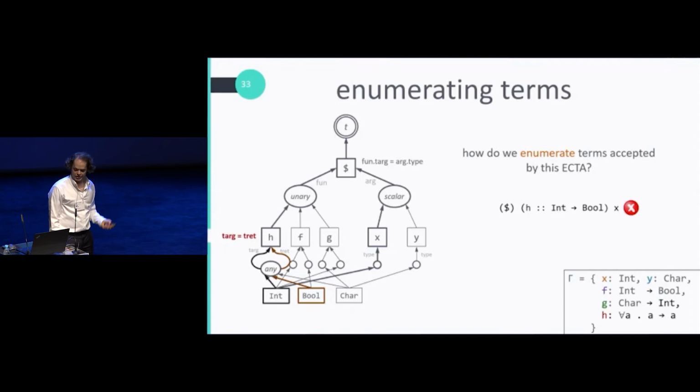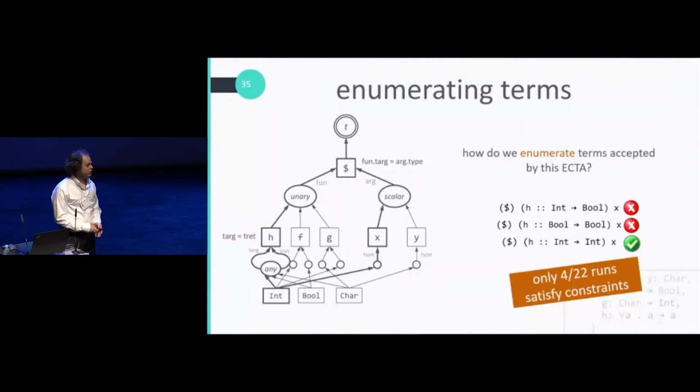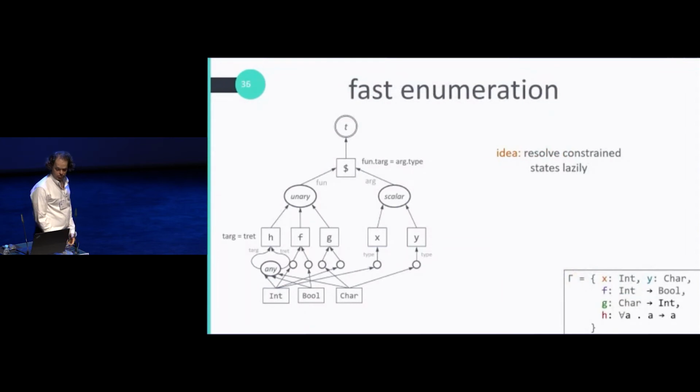See, it represents a lot of invalid things. You can't instantiate h from int to bool because it violates the constraint on h. This one, h can be bool to bool, and it can apply to x, but it violates a different constraint. But this one, h applies to x, h into int, satisfies. So for this ECTA, only 20% of the runs satisfy the constraints. We need some clever way to find all the satisfying things very quickly, because as it grows, very, very few will satisfy the constraints. So I am going to spend a few minutes explaining our enumeration algorithm, because it's a little clever, but also because it's at the heart of how we get such great performance results.